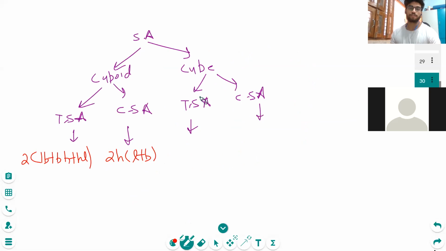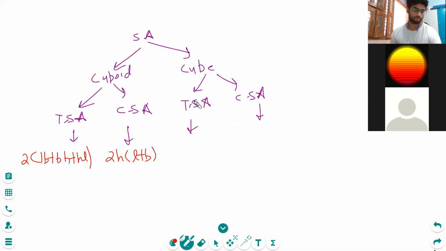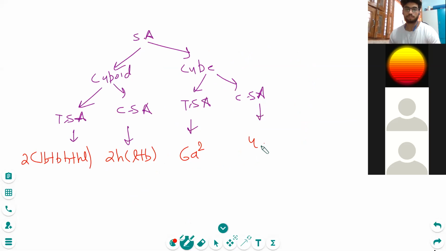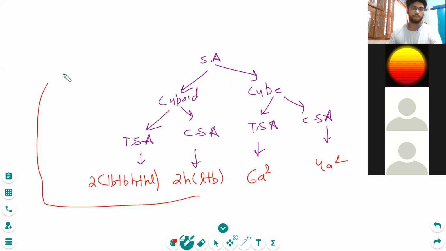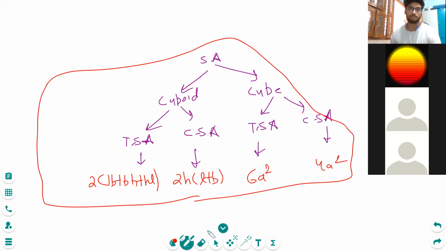Cube. What is the total surface area of cube? 6a square. Good. Or 6 side square. What is the curved surface area of a cube? 4a square. So you are clear with these formulas. Now you may be thinking I am the champion of this chapter, but you are not.